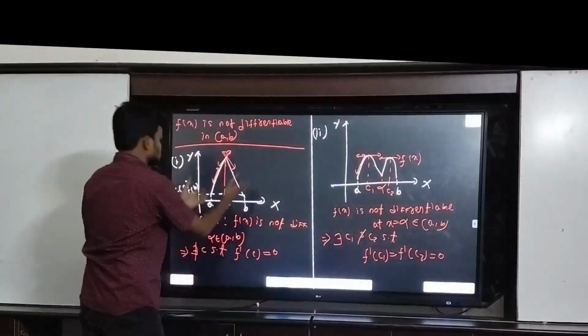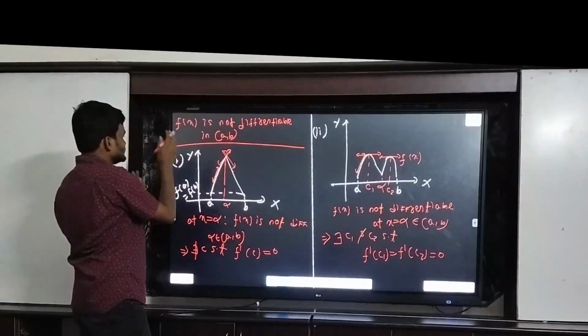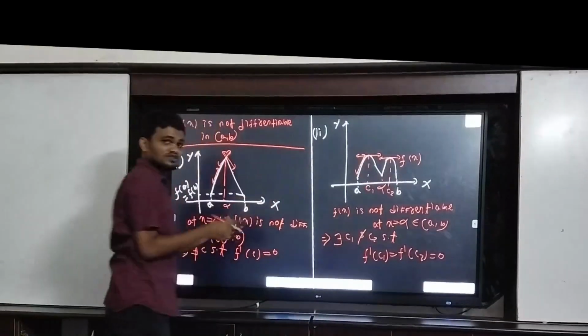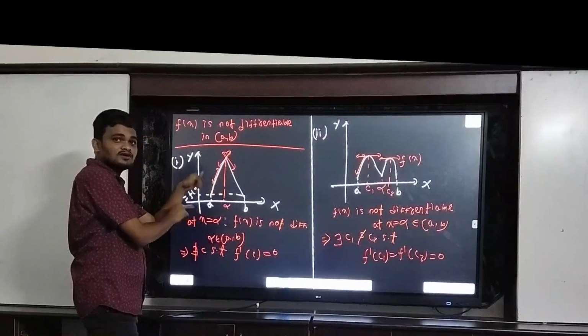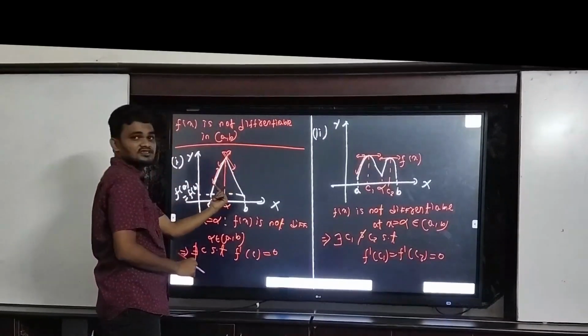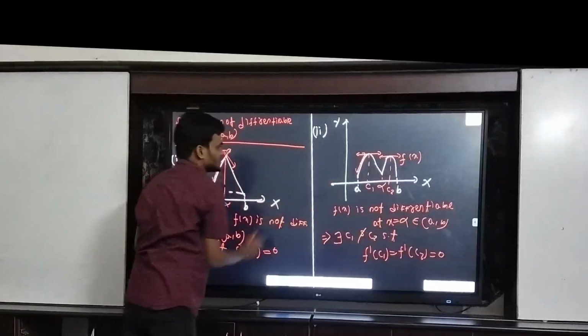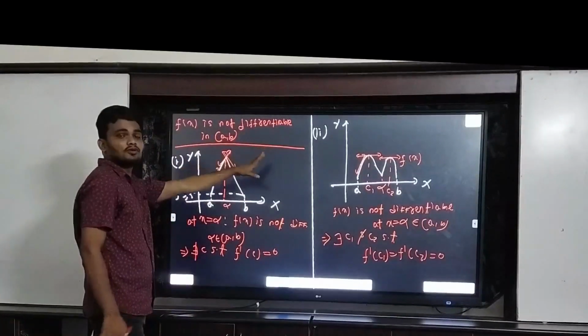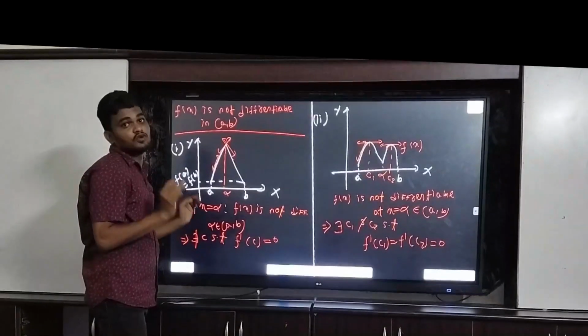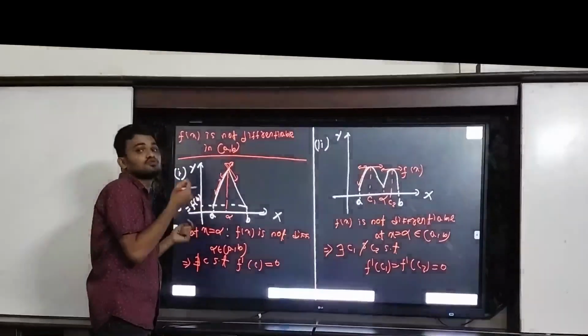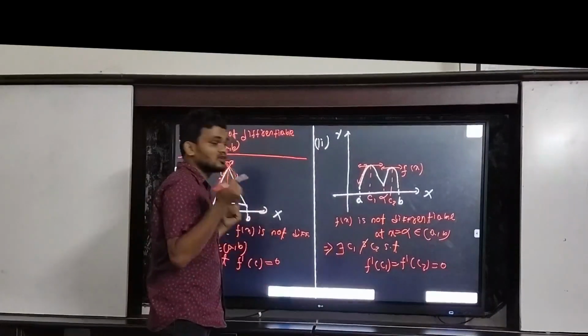From these two examples you can observe that in both cases the function is not differentiable, but in one case there exists a tangent which is parallel to the x axis, in the other case there doesn't exist a tangent. Here it doesn't exist, here it exists. So if the function is not differentiable, we can't conclude anything. Both are possible. So for Rolle's theorem, differentiability is also most important. Now observe the third one.